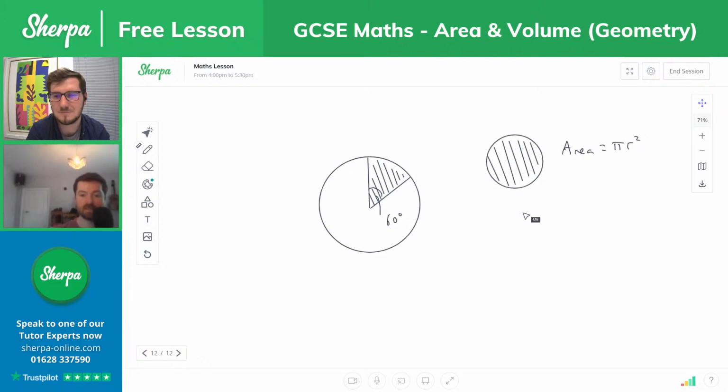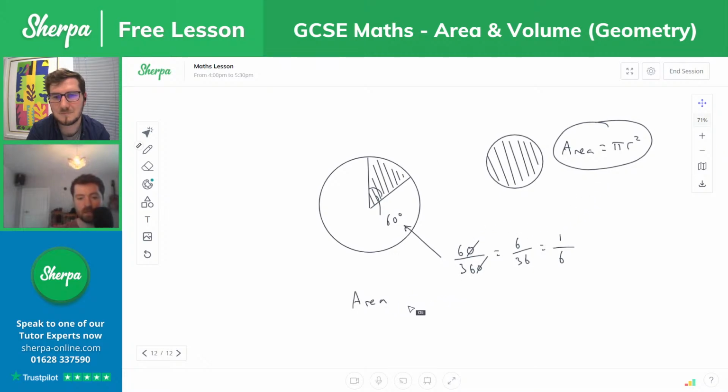The mathematical way of doing this is we take our angle and our 360 degrees and do 60 over 360. We can simplify, dividing both by 10 first, that's 6 over 36. Then a common factor of 6, so I end up with 1 over 6. That's how we could calculate it formally. We work out what fraction of our total circle we're focused on, and then we multiply our total area by that fraction. So in this case, the area is 1/6 of pi r squared.